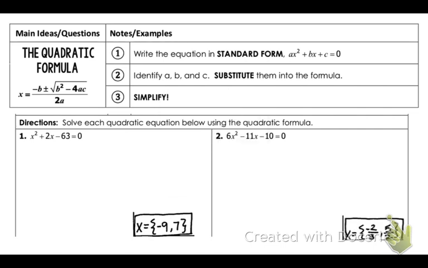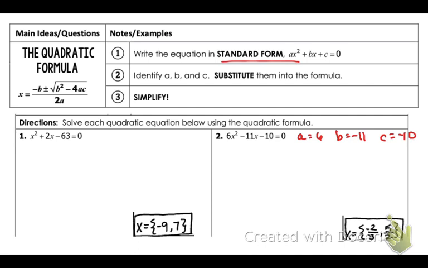Alright, let's do number 2 now. Again, I'm going to identify my letters. But first I'm going to check, is it in standard form? So A, B, C equals 0, so we're good. Now your A here is 6. Your B is a negative 11 because this 11 is negative. And your C is also a negative 10.